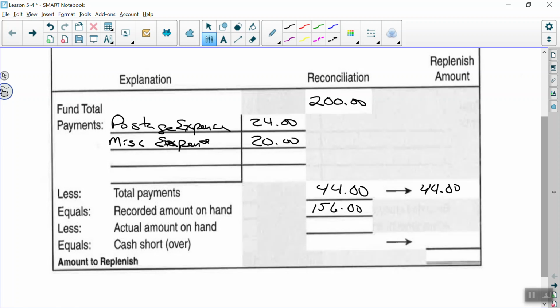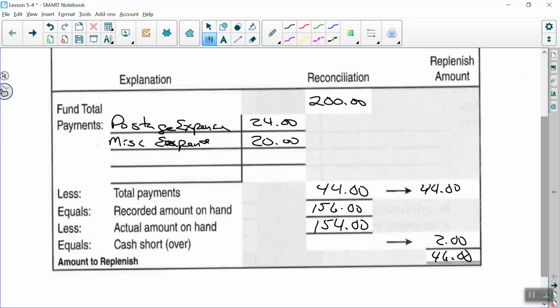Okay? So then I count up what's actually in the drawer. And I find out that in the drawer, I actually have $154 in cash. I'm short $2. Okay? So I take 156 minus 154, and I get $2. Then I add 44 and 2, so I get $46. So I need to write my replenishment check for $46. Okay? Questions?